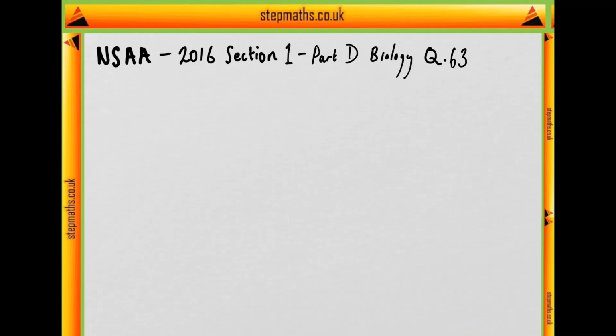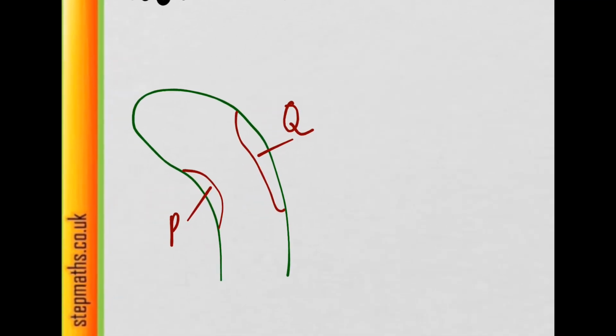In question 63 we're given this diagram here, and we're told that it shows the tip of a plant shoot with two areas labelled P and Q. As we can see, there's a curvature in the shoot. We're told that a student wrote the following three statements to explain the growth of the shoot, and we'll assess those, but first we need to understand why it is that the shoot appears the way it does.